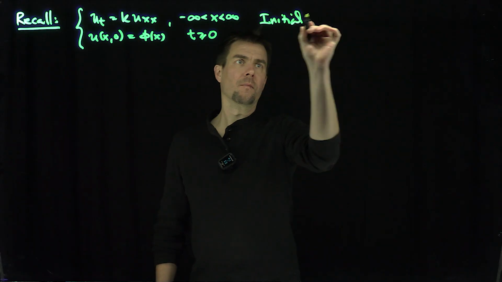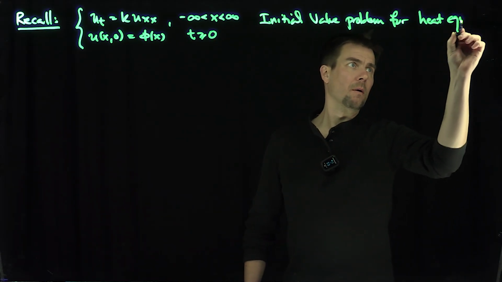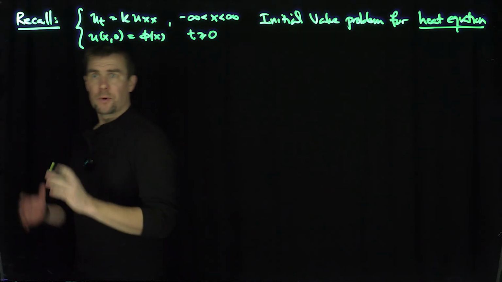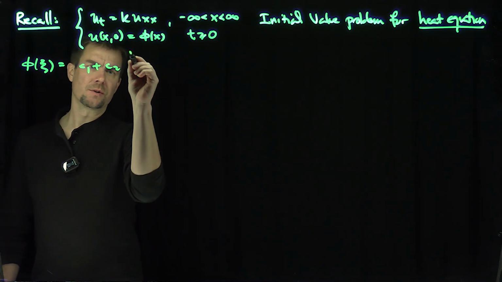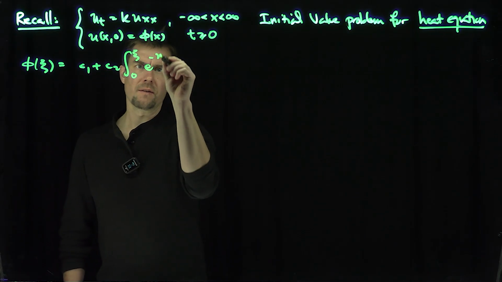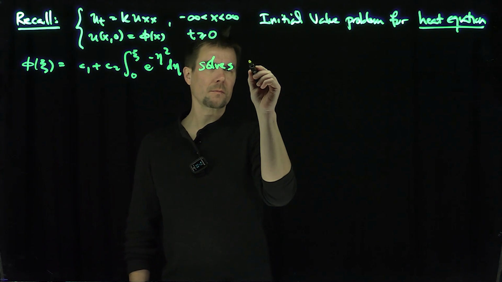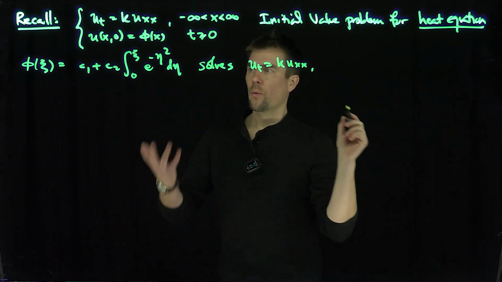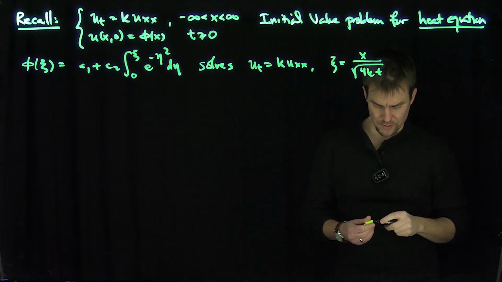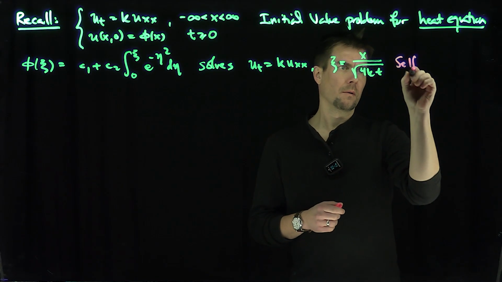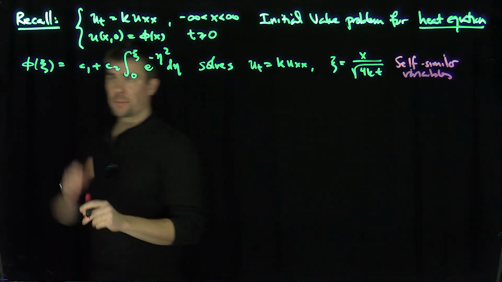Initial value problem for the heat equation. Okay, excellent. And we saw last time that phi of xi, which was c1 plus c2 times the integral from 0 to xi of e to the negative eta squared d eta, solves u_t equals k u_xx, where xi is just x over the square root of 4kt. These are our self-similar variables. And so now let me specify a particular initial condition.